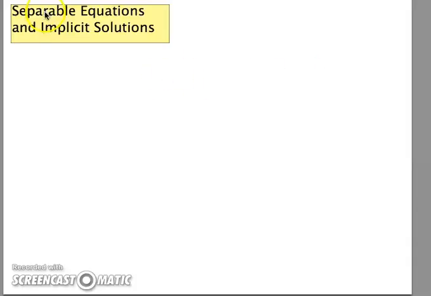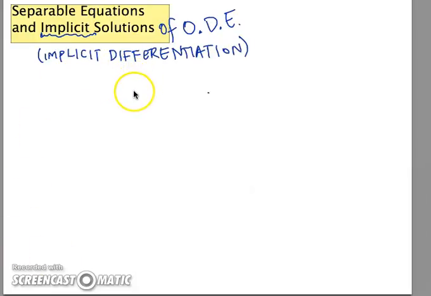Hello, we are now going to talk a little more about separation of variables, separable equations, in the context of implicit solutions of ordinary differential equations. Remember that implicit solutions should come as no surprise, since we have learned something that we call implicit differentiation.